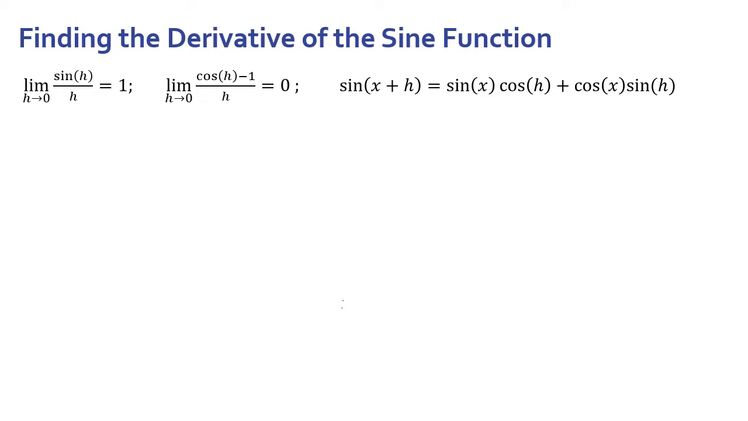Before we actually start finding that derivative, we need to recall a couple important trig limits that we completed in the last chapter. We also need to remember this trig identity, the sum of angles formula that we learned back in our trigonometry class. These are going to be helpful for finding the derivative of the sine function.